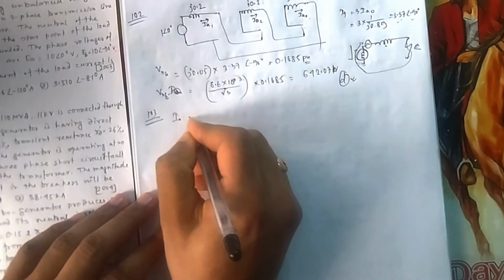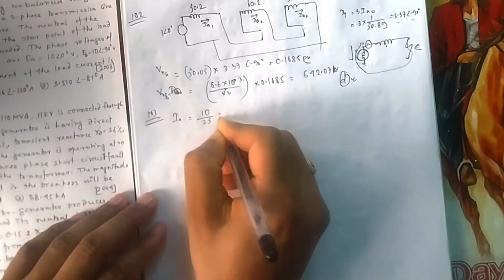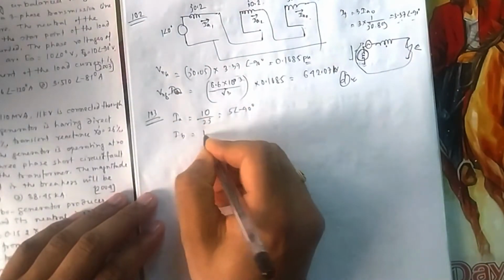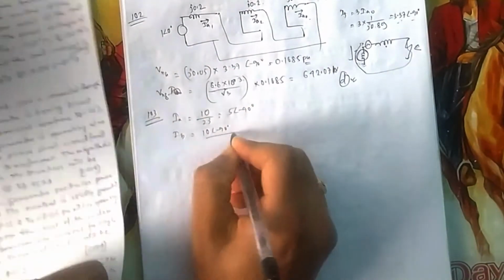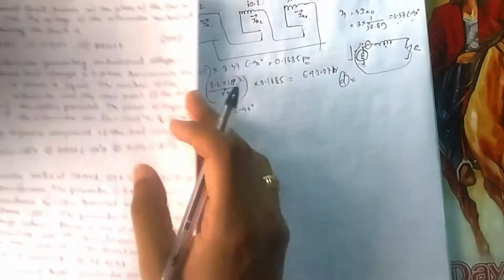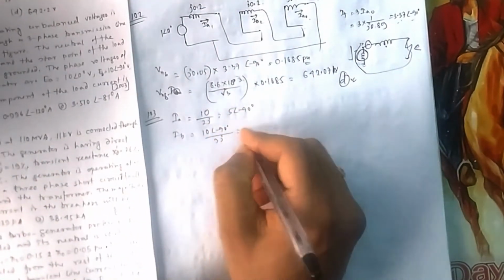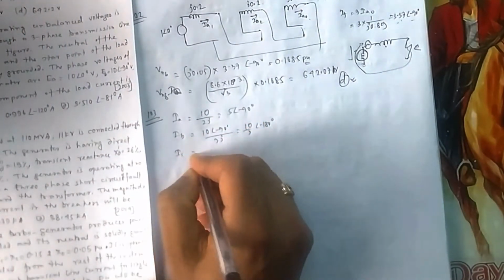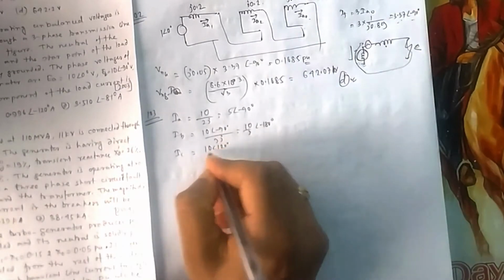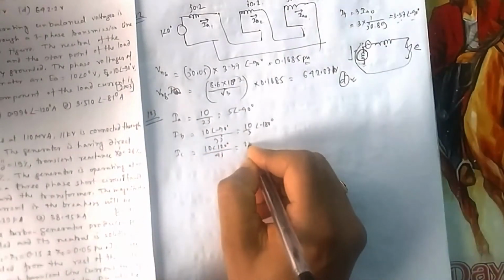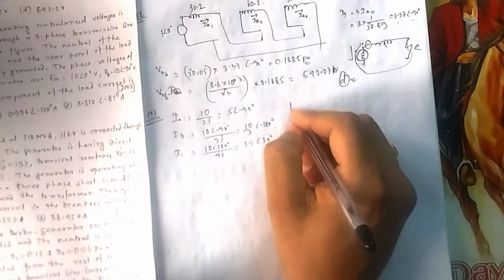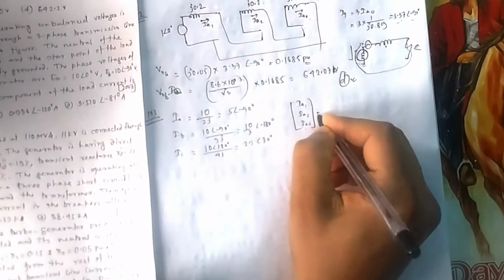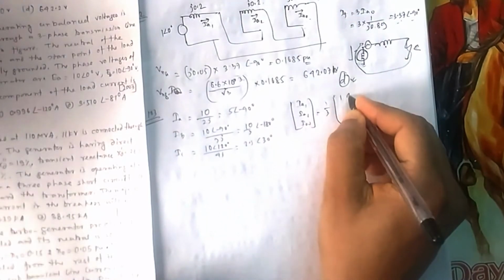So here IA is equal to 10 divided by 2j, that is 5 at an angle of minus 90. IB is equal to 10 at an angle of minus 120 divided by 3j, and this is 10 by 3 at an angle of minus 210. And IC is equal to 10 at an angle of 120 divided by 4j, which will give you 2.5 at an angle of 30.